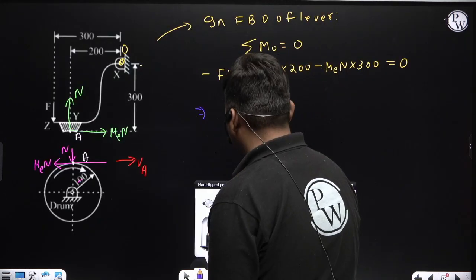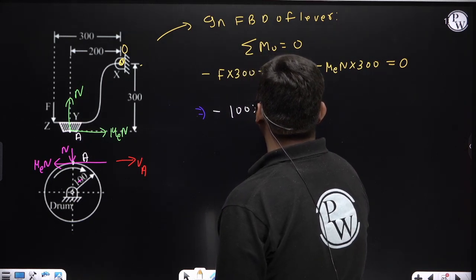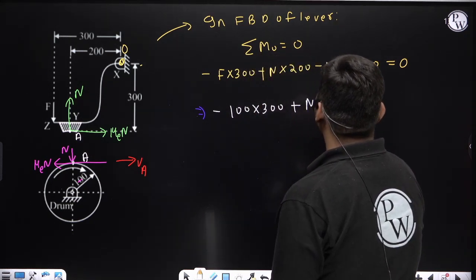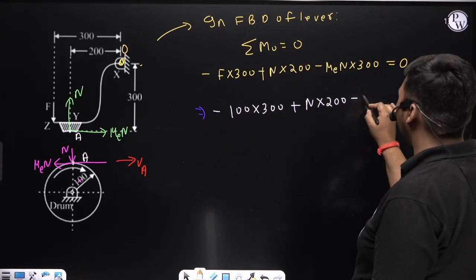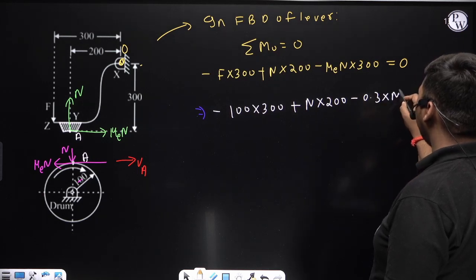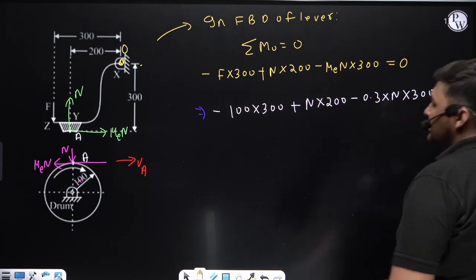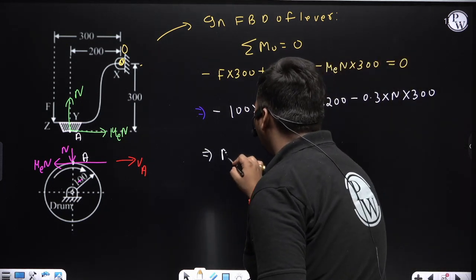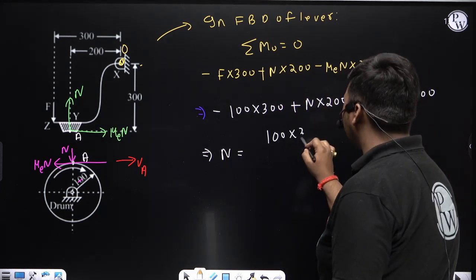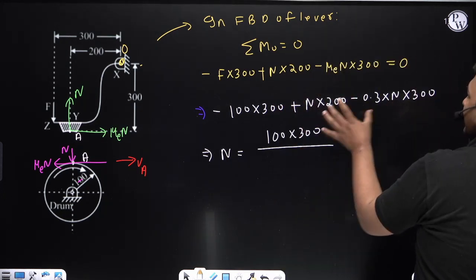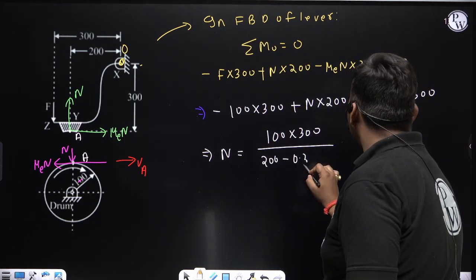So, F is 100 into 300 plus N into 200. Mu equivalent is also given. I think mu equivalent is equal to mu, which is 0.3. So minus 0.3 into N into 300. So you can see in this relation only unknown N is coming, and from this relation if you find the value of N, this minus will come to this side, it will become 100 into 300. Now from this we can take N common, so it will be 200 minus 0.3 into 300.